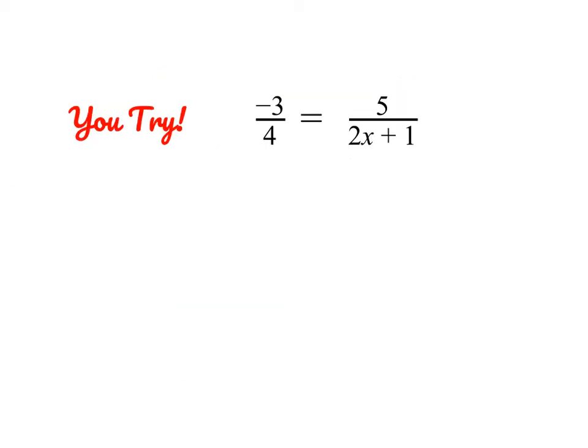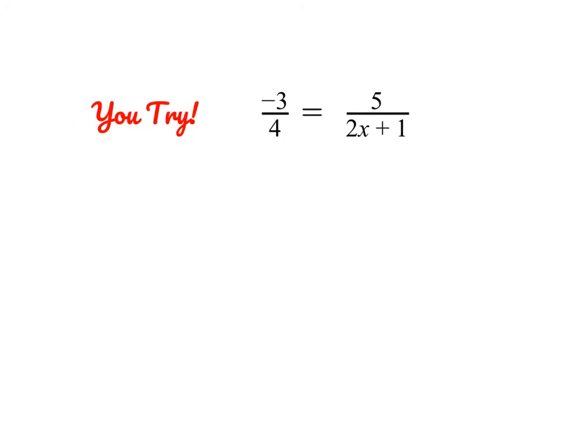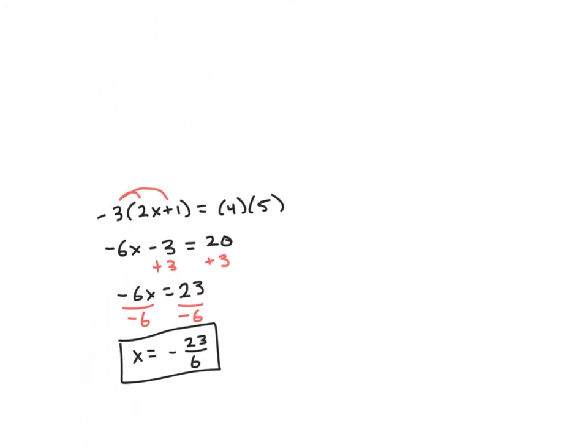Okay, so go ahead and pause the video and give this problem a try, and be very careful with this value. All right, go ahead and check your work. So you should end up with negative 3 times (2x plus 1) equals 4 times 5. And here you do need to distribute negative 3 to 2x and 1, giving you negative 6x minus 3. So you're going to add 3 to both sides and divide both sides by negative 6. So your answer should be negative 23 over 6.